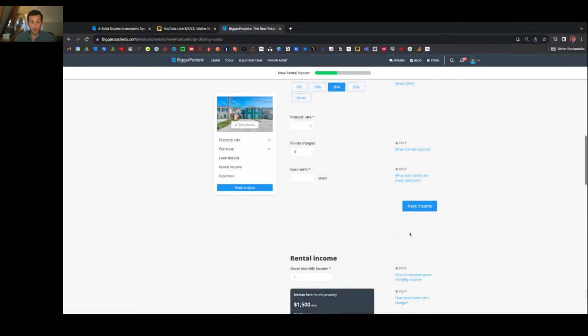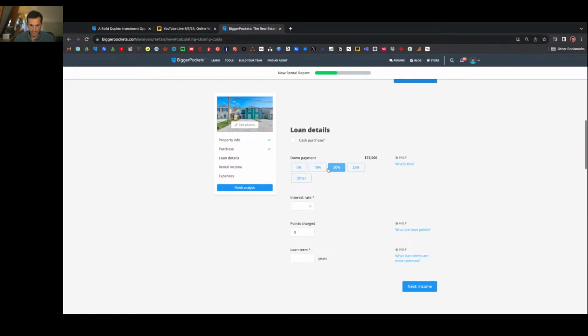Next, we're going to do loan details. And if you're an investor, usually you put 25% down. So that comes out to $90,000.